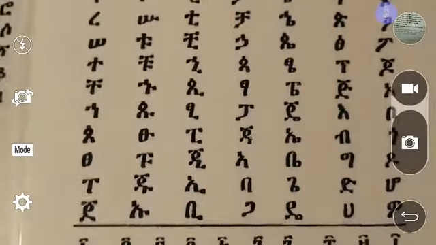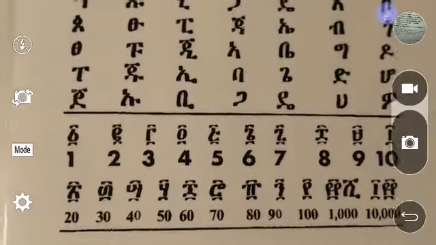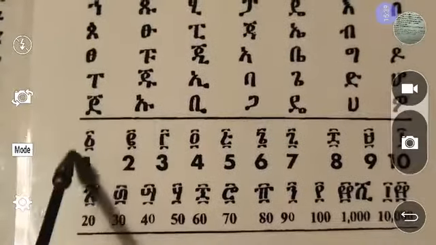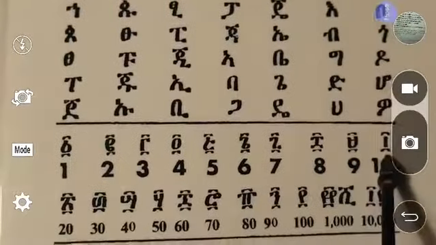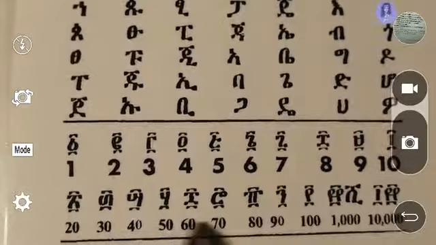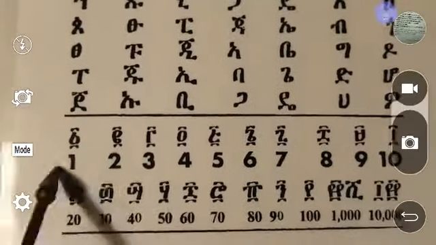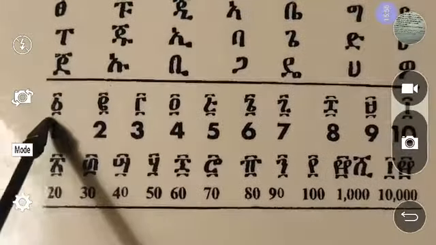So there's some modified sounds, as we show the Veit, then we have the numbers down here, the number ciphers. 1 to 10, then the 20s, 30s, 40s, 100, 1,000, 10,000. So we have the unique number ciphers right here.